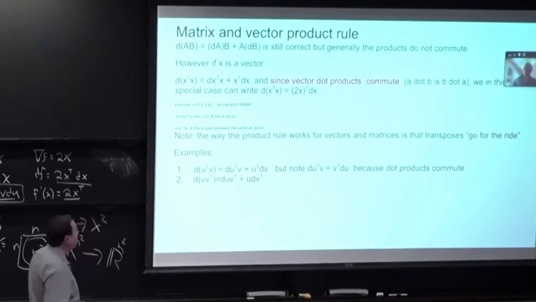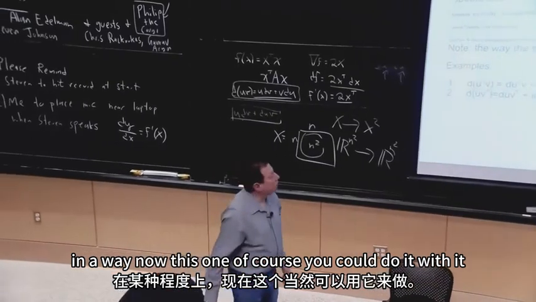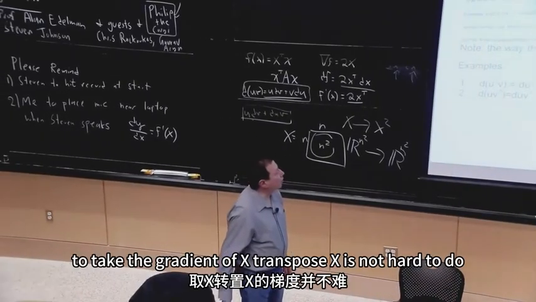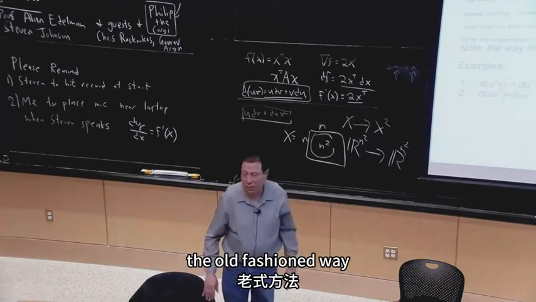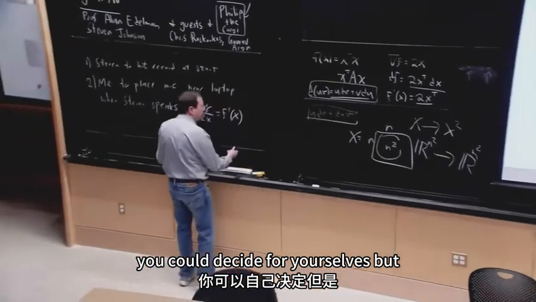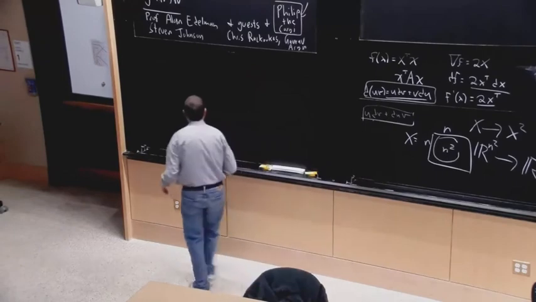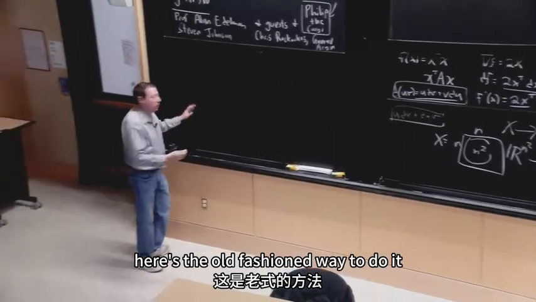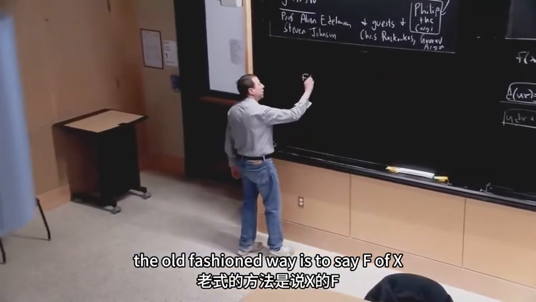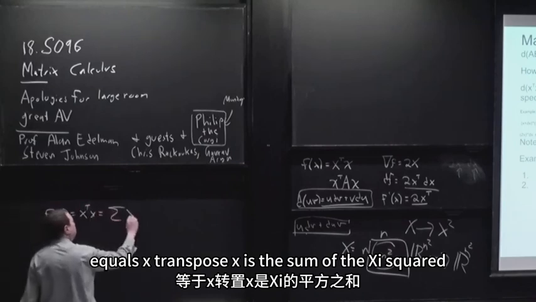Of course, taking the gradient of x transpose x is not hard to do the old-fashioned way. You could decide for yourselves, but on the blackboard, let me quickly remind you of the old-fashioned way. The old-fashioned way is to say f of x equals x transpose x is the sum of the x i squared.